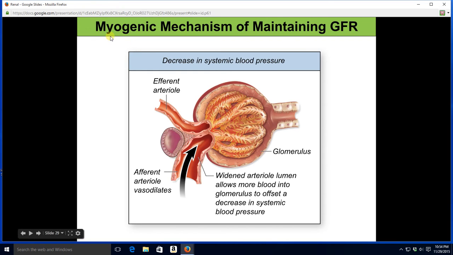It's called the myogenic mechanism. Myo, muscle, genic, created by. So created by muscle. And because it's a smooth muscle in here that's doing the vasodilation.